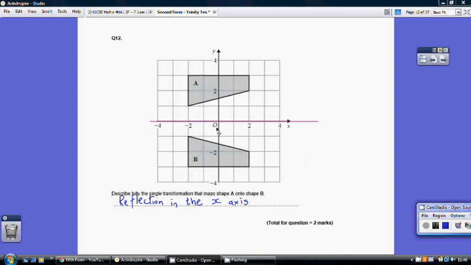Question 12. Well, I can see if I put the mirror line in of the x-axis, this is just a reflection of one onto the other. For example, this point is 1 away from the mirror line. This point here is 2 away from the mirror line. So 1 mark for saying it's a reflection, and the second mark for saying the mirror line is the x-axis.